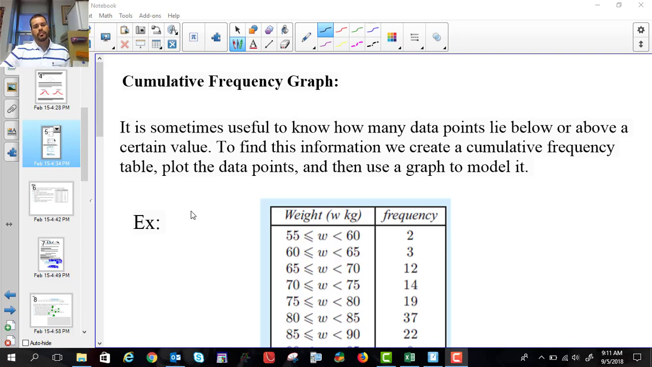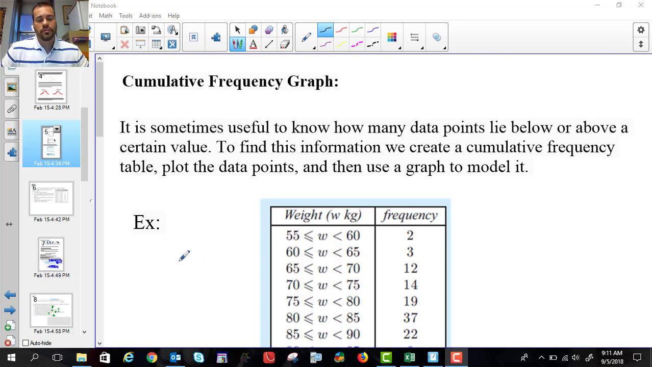All right, so we're going to continue talking about different ways to represent data. We talked about histograms, and we talked about some stem and leaf plots, and those things, while they're helpful and they do show up from time to time in IB exams, are not typically what IB is more interested in. They're more interested in being able to work with what is called a cumulative frequency graph.